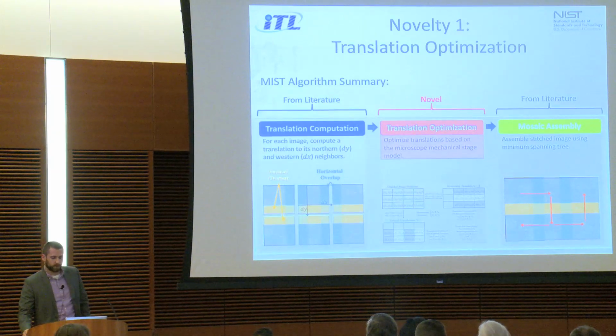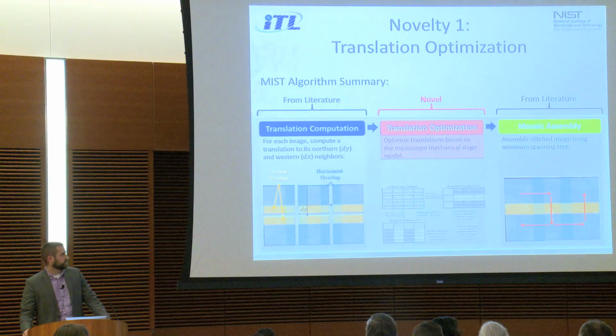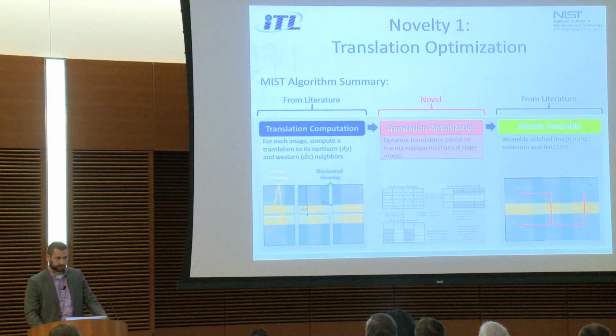Next, the translations are optimized using a model of the mechanical microscope stage to compute the stage backlash and repeatability. These values are then used to limit the translations, bounding the error in the stitched image. The image is then finally constructed using a minimum spanning tree by putting together the optimized translations. And this again is taken from literature. So the novel part of MIST is just in how the translations are optimized.